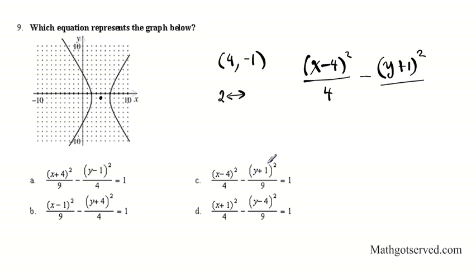So let's see which one matches minus 4 and plus 1. Actually, it's just this one. Just looking at the center alone, that tells us that this is the answer, because this is the only one with the correct center. Because the center here, you do the opposite, is 4, negative 1, and that's exactly what we want, so this is the answer. Okay, so the answer is D.